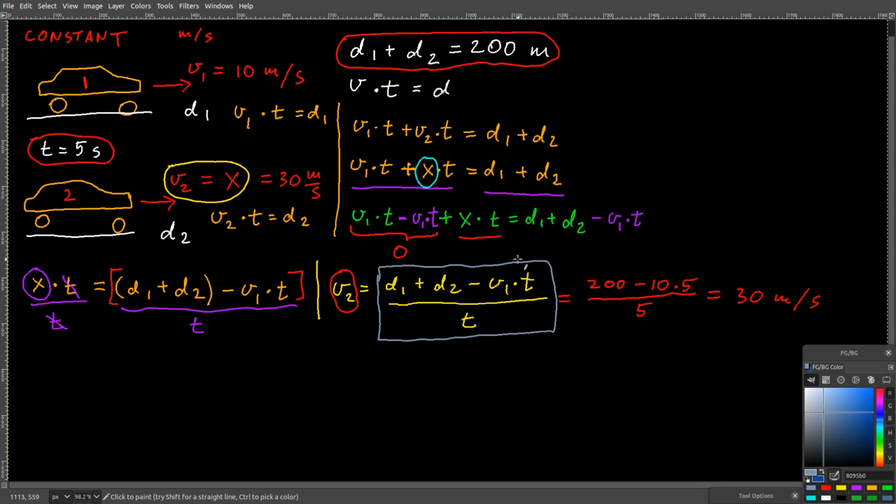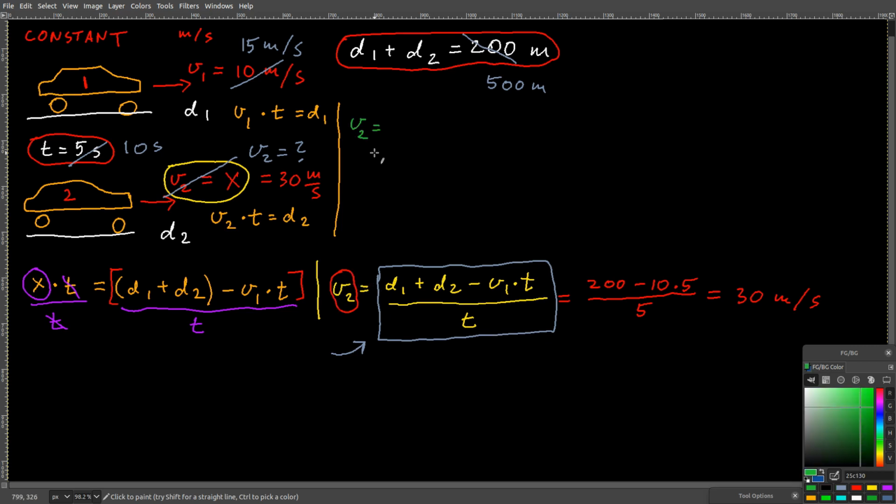And that is very good, because suppose that I change my problem statement and I say that the first car has a velocity of 15 meters per second, then both cars drive for 10 seconds, and the sum of their distances is 500 meters. Additionally, both velocities are constant. What would v2 be now? Well, you now have a general equation for that, and you can conveniently put the numbers in and find v2 in an instant. You have v2 equals, and this equation, which equals 35 meters per second.